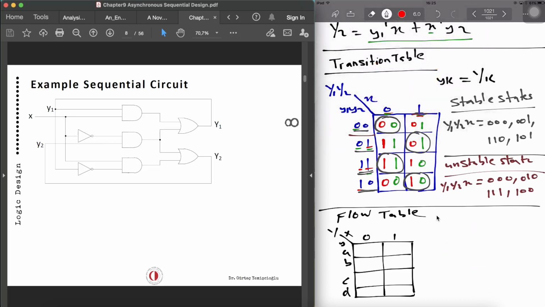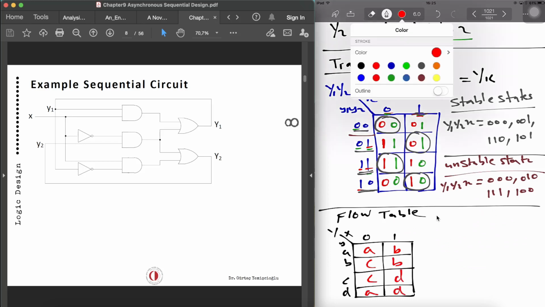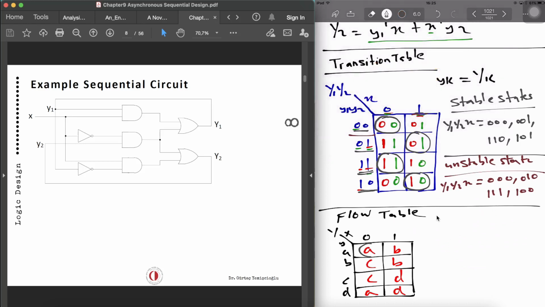So in this case, we can say 0, 0 is a, 0, 1 is b, 1, 1 is c, 0, 1 is again b, c, d, a, and d. And again, we can circle the ones which are stable. And that was representing our primitive flow table. The primitive one shows one stable state in each row, which we have in this case. Okay, so this was the first example.